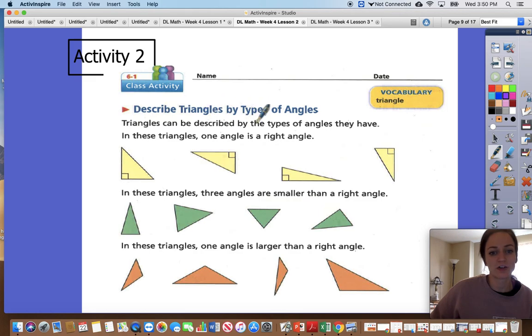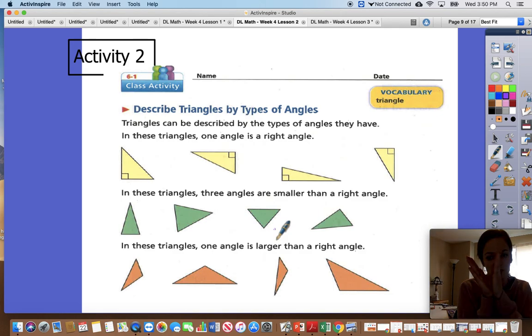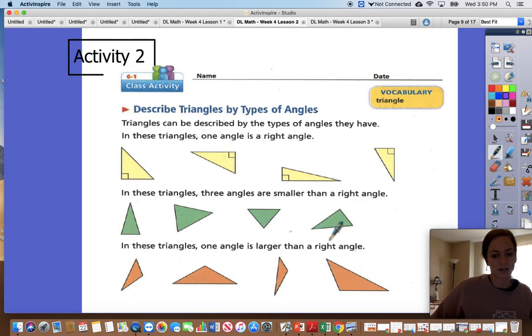All right, here's our second activity. Describe triangles by their types of angles. So triangles can be described by the types of angles that they have. In these triangles, one angle is a right angle. Do you see how they put the square in it? That means it's a right angle. So we call these right triangles. There's also triangles where all three of the little angles are smaller than a right angle. So these are acute triangles. Do you see that? Okay.